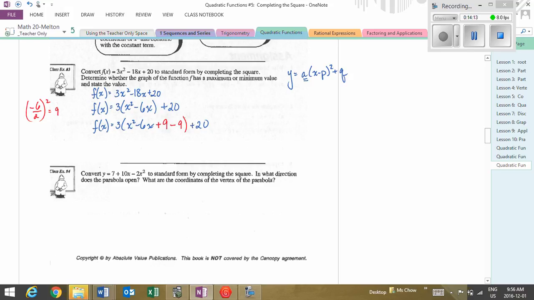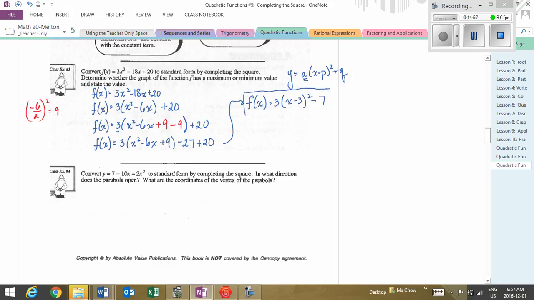But the problem is we've also got this negative 9 in the bracket as well. So we need to kick the negative 9 outside of the bracket, but in order to do so, we have to apply a factor of 3 to get that out of the bracket. So we'll have f of x is equal to 3 times x squared minus 6x plus 9, and to get that negative 9 out, it will now become negative 27. We've multiplied it by 3, and plus 20. So now let's just clean things up. We've got f of x is equal to 3 times, and we'll factor this, so it becomes x minus 3 all squared, and then negative 27 plus 20 is minus 7.